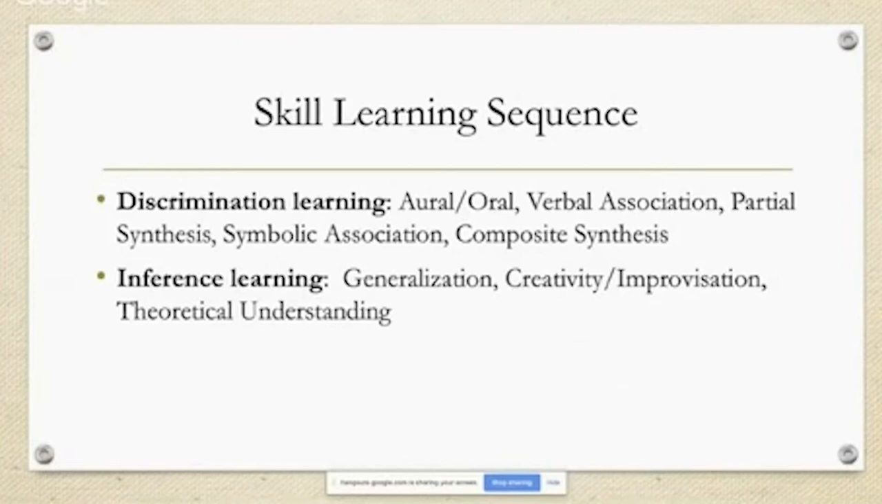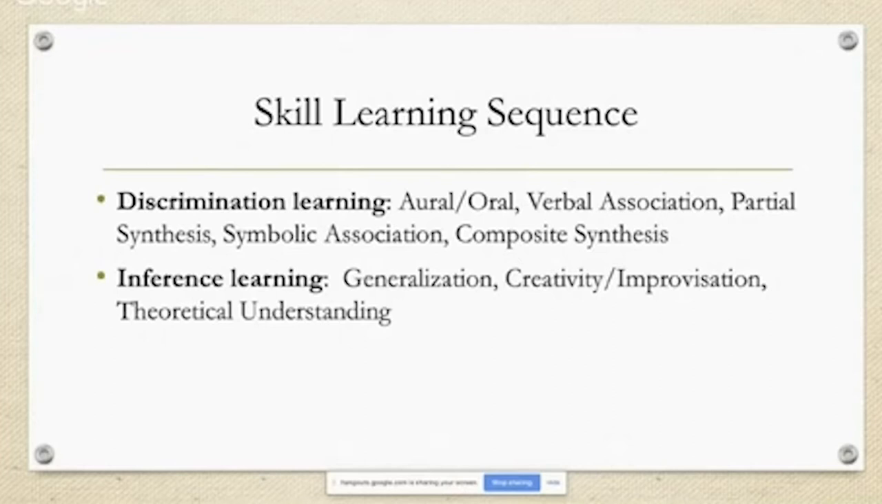I feel like I better just make one more quick comment about skill learning sequence, and this is so important. I see it over and over again with teachers, pre-service teachers, and young teachers that I work with. Discrimination learning is always you teaching the student what to learn and how to learn it. It is very teacher-centered. In inference learning, the child must use the information they learned at discrimination learning to teach themselves. And so inference learning is more student-centered. I'll come back to that later on.